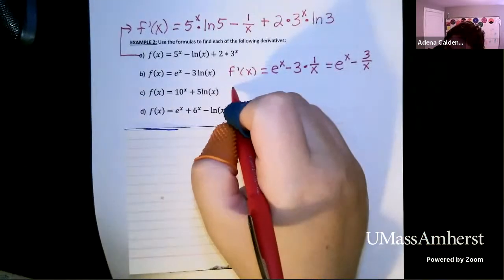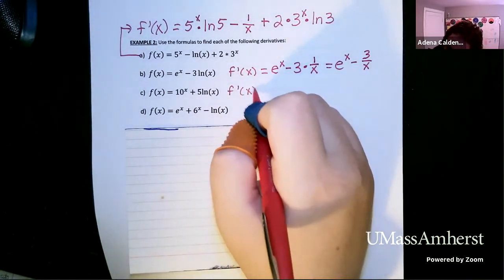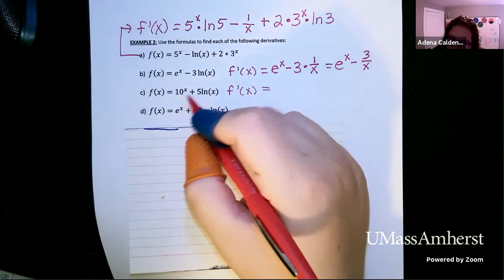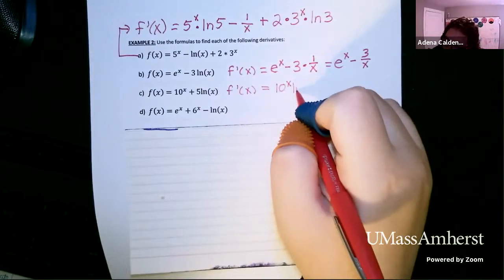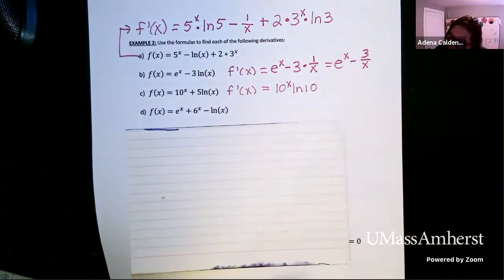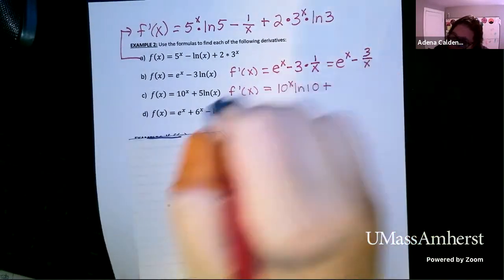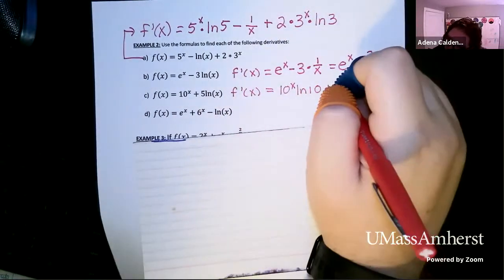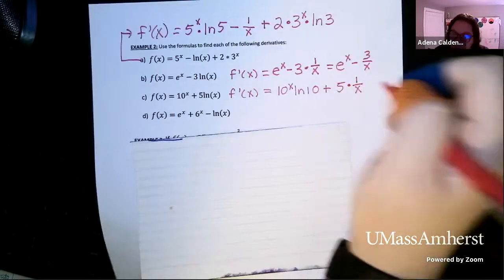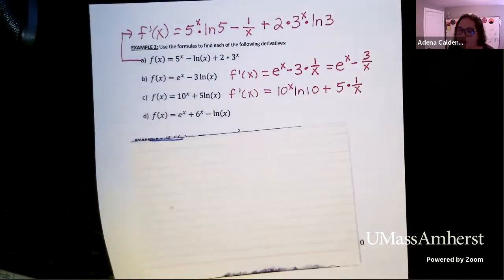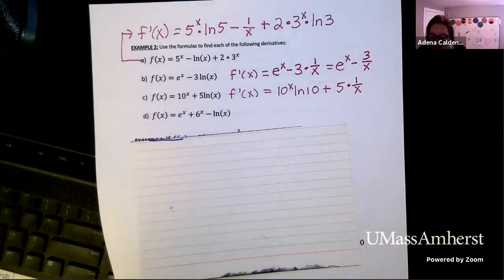For part C, we go term by term. The first term is 10 to the x. So the derivative is 10 to the x ln 10 plus the second term, we have 5 ln x. So we have 5 times the derivative of ln x, which is 1 over x. And again, if you want to write that as 5 over x, that's totally fine.